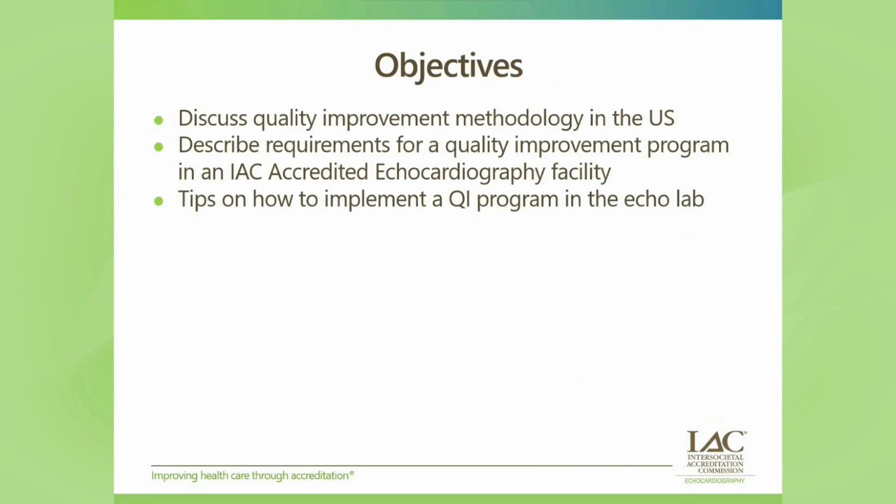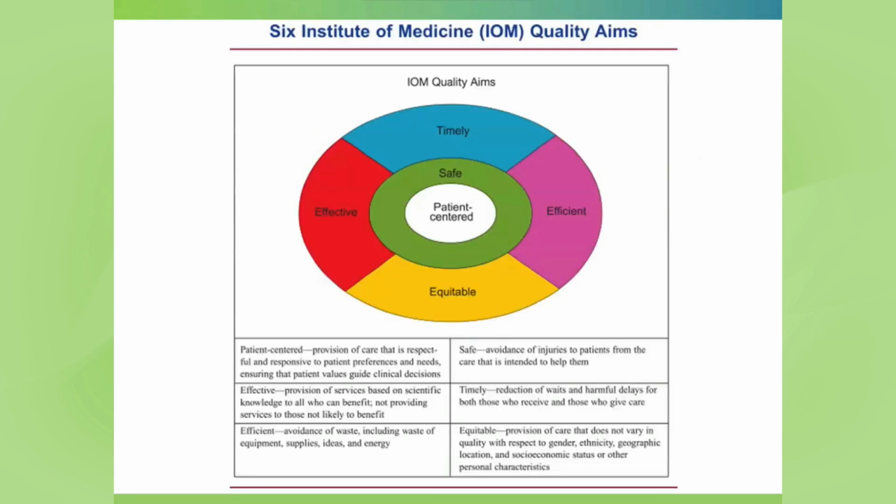Today's objectives are going to be to discuss quality improvement methodology in the United States. We're going to describe the requirements for a quality improvement program in an IAC-accredited echo facility, and then I'm going to provide you with some tips on how to implement a QI program within your echo lab. So we have a lot of information to cover today. Some of it you may know already. Hopefully you come away learning some new tip that you can implement, but let's go ahead and get started.